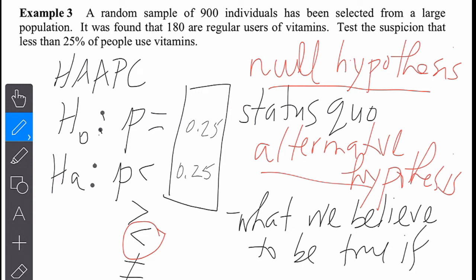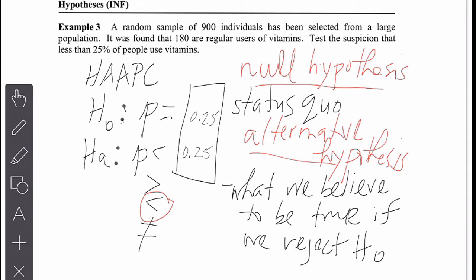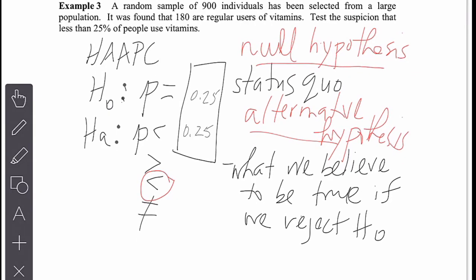If we find evidence against the null, okay, so we find evidence against the null, we reject the null. I'm going to explain all of that in a bit. And we believe this to be true, that it's less. All right, so that's how we determine what those are. So we've now completed the hypothesis statement.